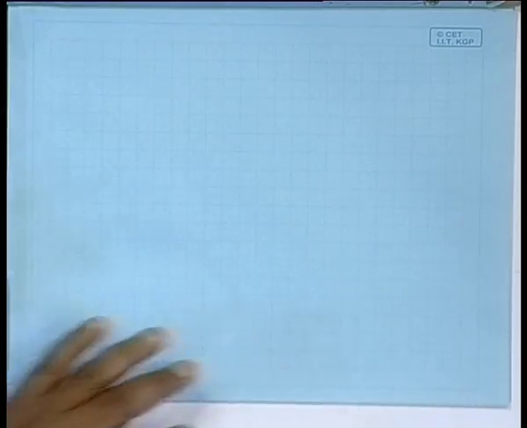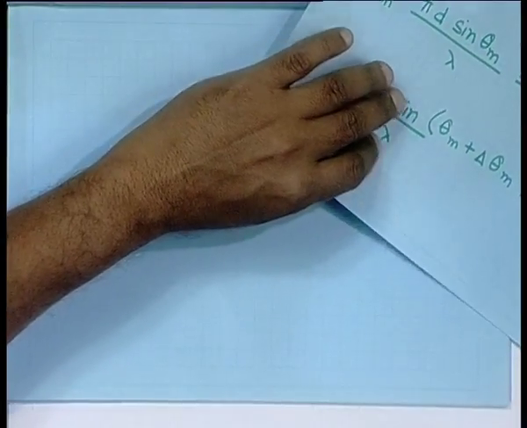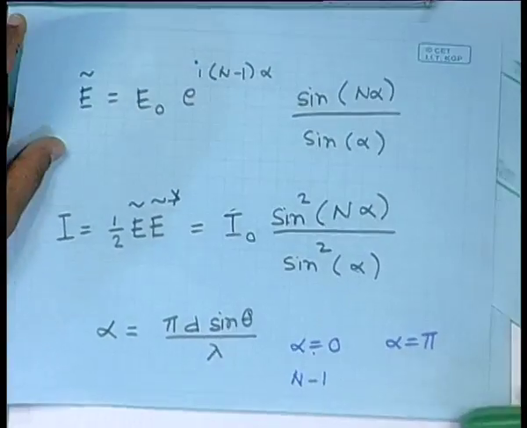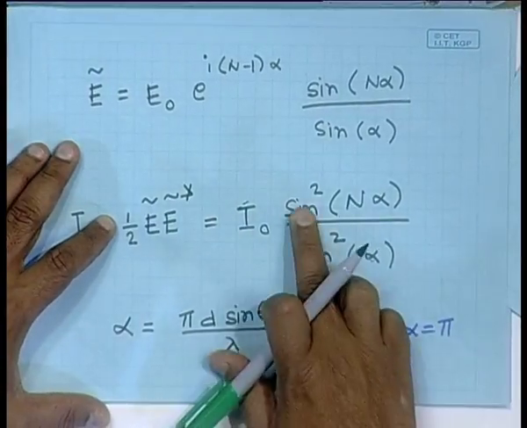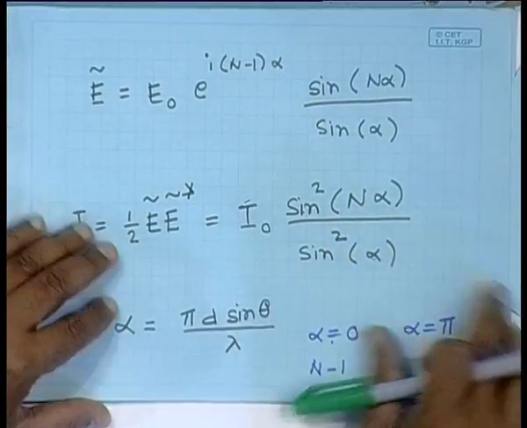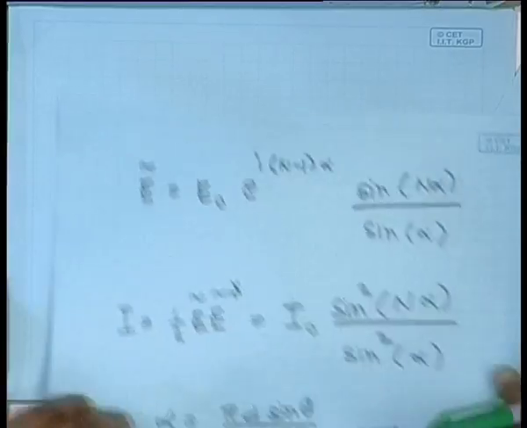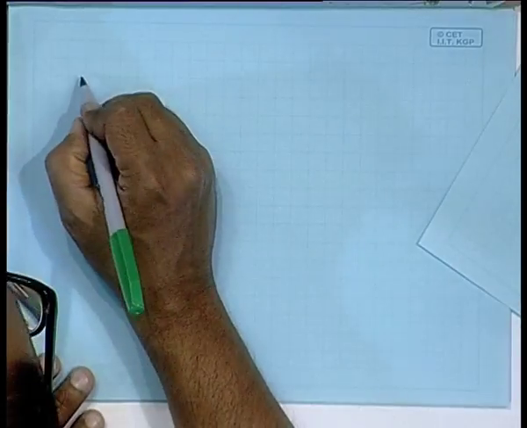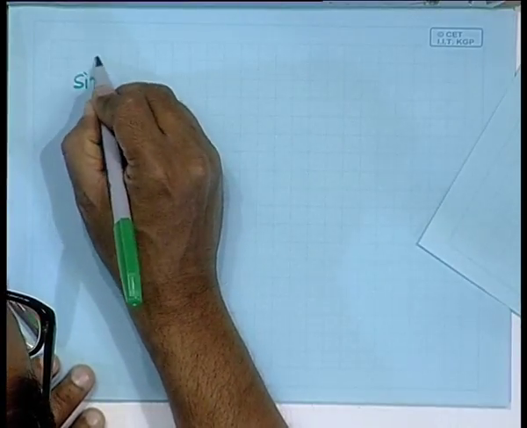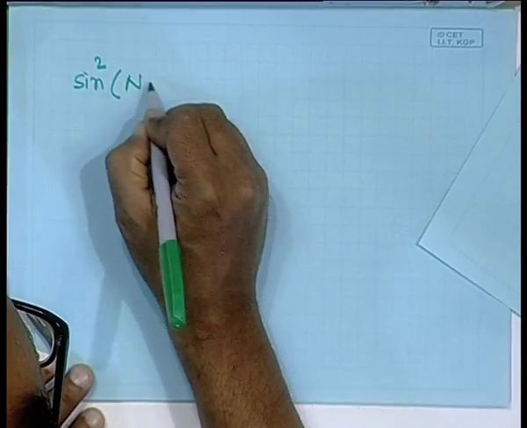Now, at the maxima alpha is equal to m pi. So, let us look at the numerator of the expression for the intensity. So this is the expression for the intensity, and the numerator is this. Let us look at just the numerator term. The numerator term is sine square n alpha.